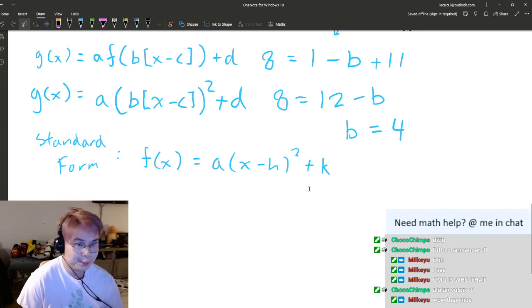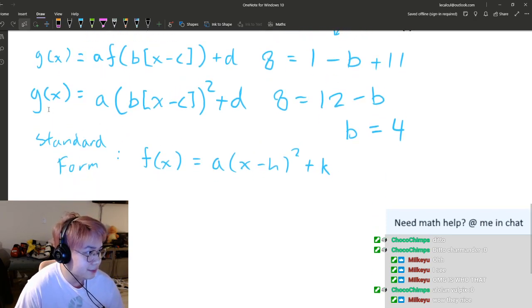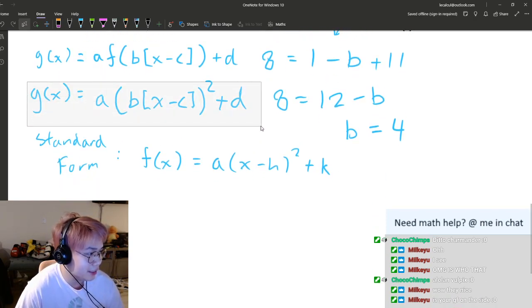Anyways, back to this. So if we were to compare the transformation of f and the vertex form of a parabola, let's change this to h.